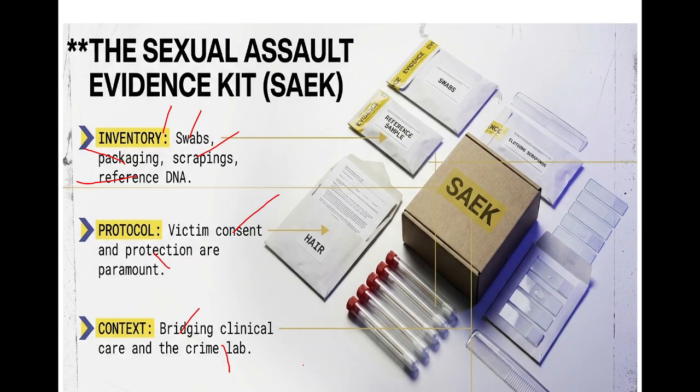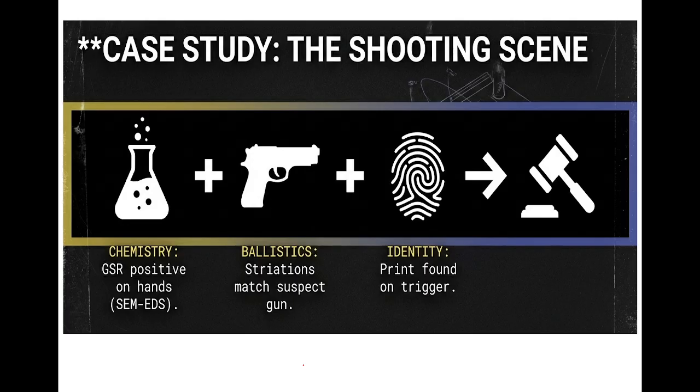So in clinical care, we care about the welfare, the safety, the health of the individual. And in the crime lab, they care about evidence to prove a crime has been committed, and they want to collect every piece of evidence and ensure that it is admissible in court to solve the crime.